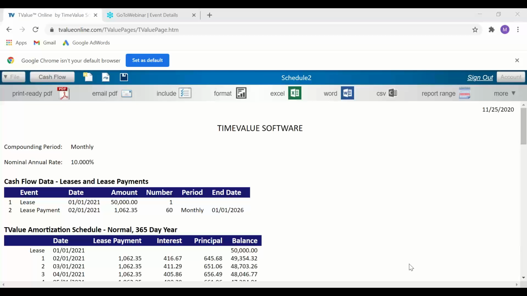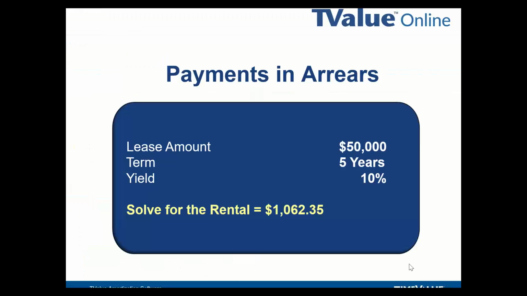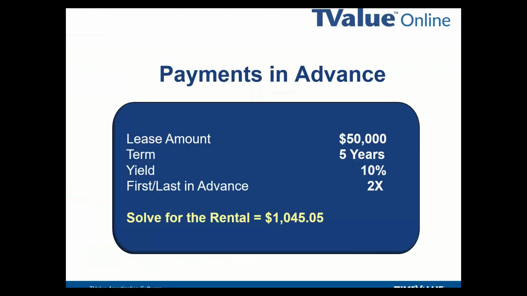Next, let's do payments in advance. And we're going to use our first and last payments in advance, or we'll use our weighted unknown to figure out what those payments are going to be. So let's assume we have a $50,000 lease, 5 years, 10% yield, and we're going to have 2 payments in advance. Let's go back into TValue.